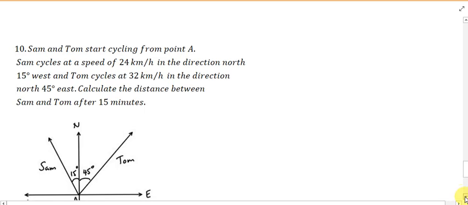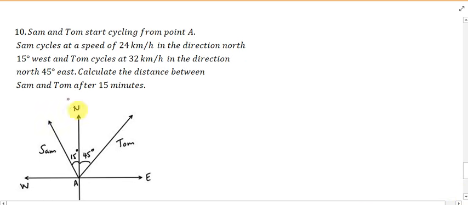Right, let us have a look at question 10. Sam and Tom start cycling from point A. Sam cycles at a speed of 24 kilometers per hour. So Sam's cycling speed is 24 kilometers per hour. Right, so let's just highlight some. 24 kilometers per hour, that's Sam, and 32 kilometers per hour, which is Tom.